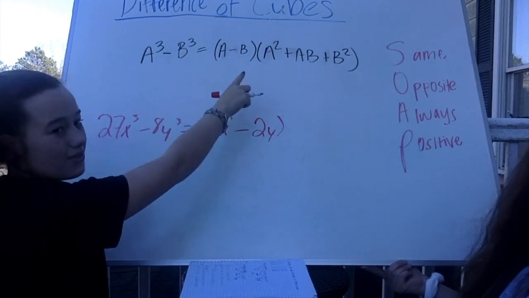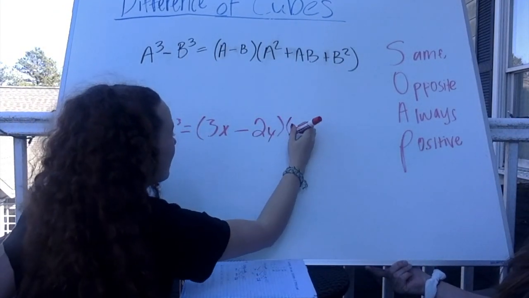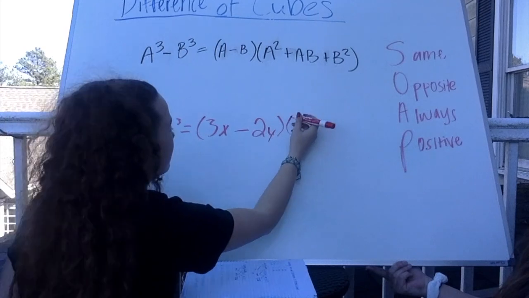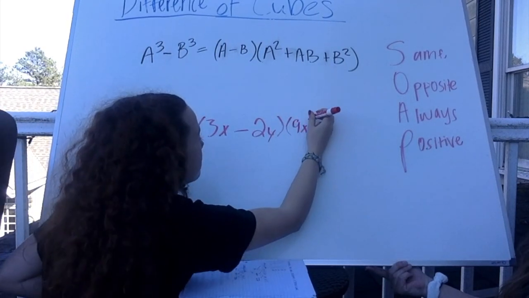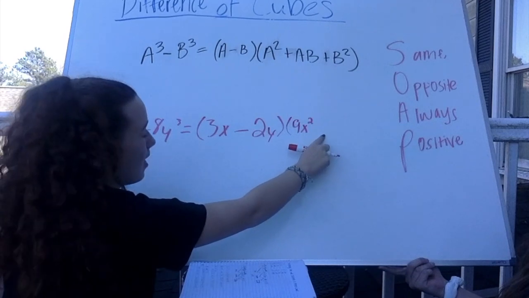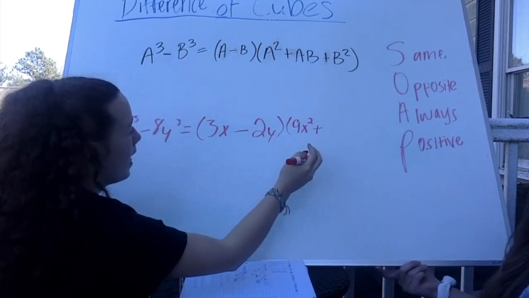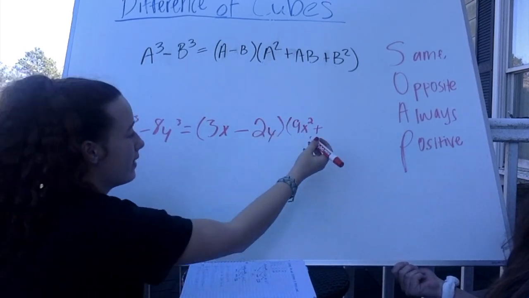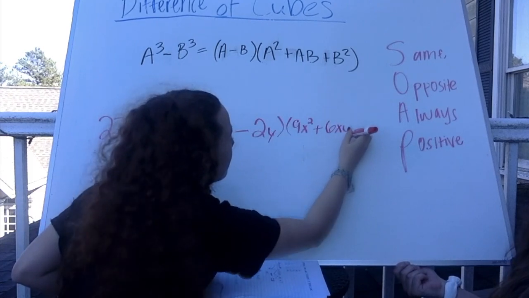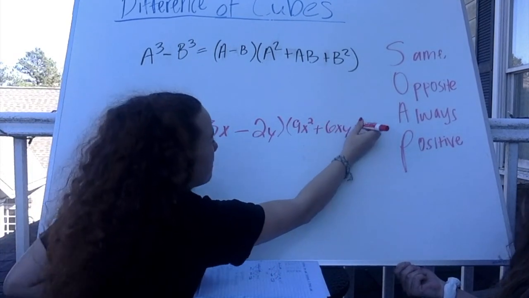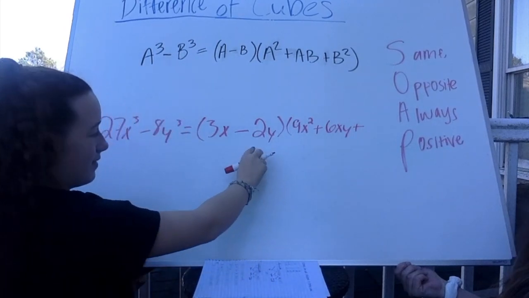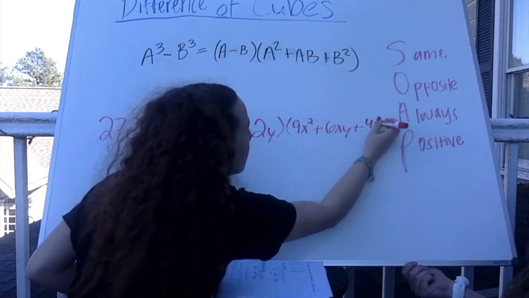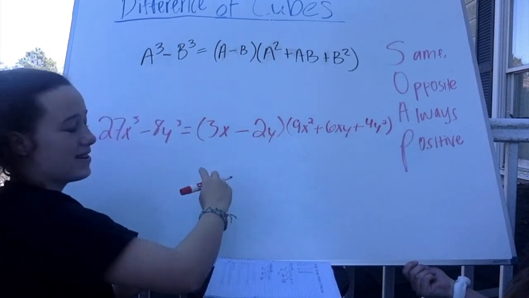Now you're going to follow this formula up here to get the second part. The first thing you're going to do is square the a, and a is 3x, so 3x squared is 9x squared. And the sign is going to be the opposite, so there's going to be addition right here. The next thing you're going to do is multiply these together, which will get you 6xy. So you're going to write that right here. And then the last sign is always positive. And the last thing you're going to do is square the b, which is 2y, which will get you 4y squared. And that is your answer.